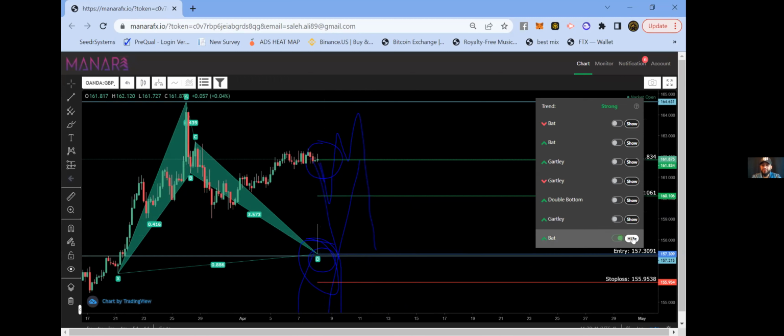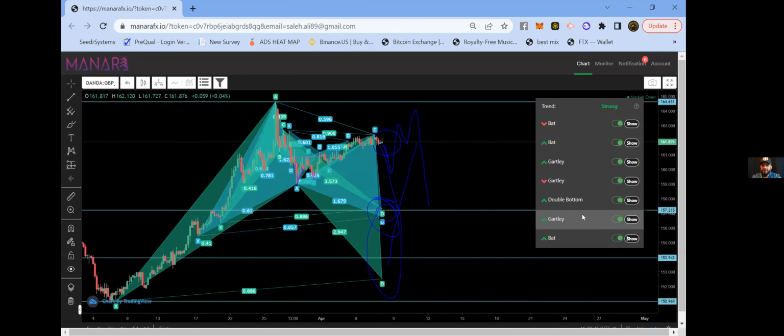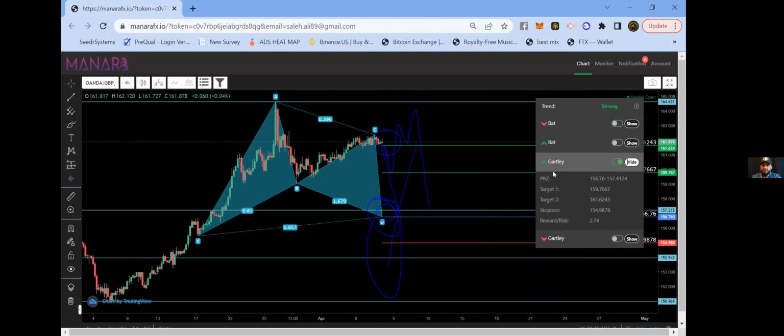So that's one setup right there with the bat. We can close that one out. Let's say we like this Gartley pattern. We can hit show, very similar to the bat pattern in terms of entry point, okay? Very, very similar entries. Just the TPs are a little lower, okay?